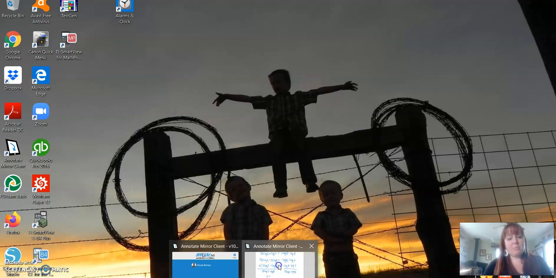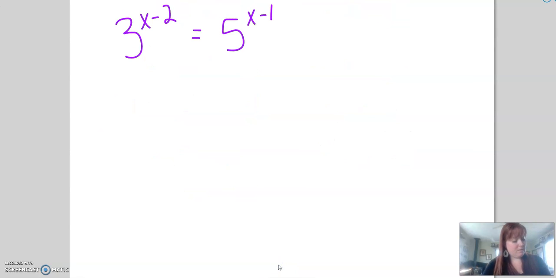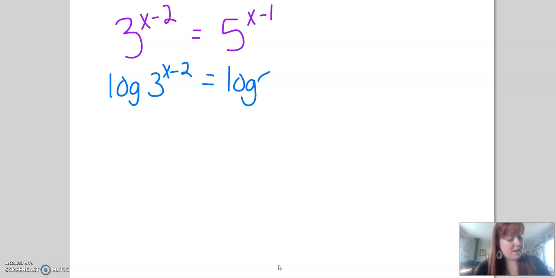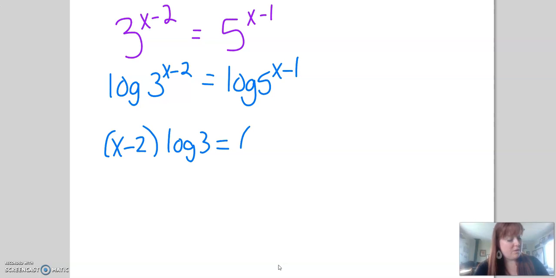So let's take a look at a couple more. This one, we can't find a common base. They don't have a common base between 3 and 5, so we just have to take the log of both sides. So we have log of 3 to the x minus 2 equals log of 5 to the x minus 1. Now we bring our exponent down. X minus 2 times log 3 equals x minus 1 times log 5.